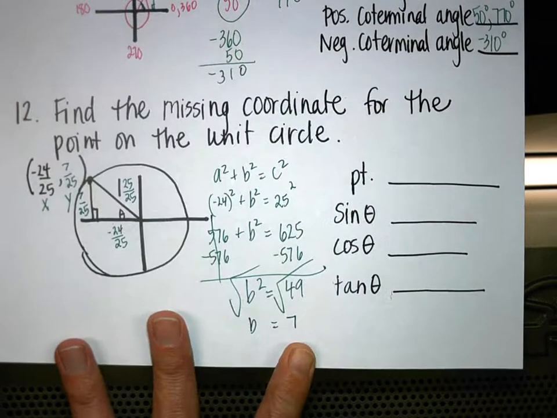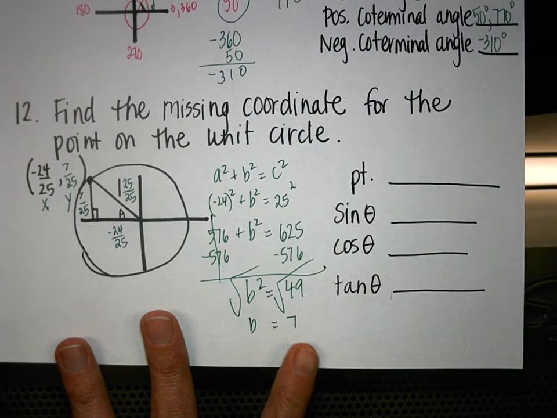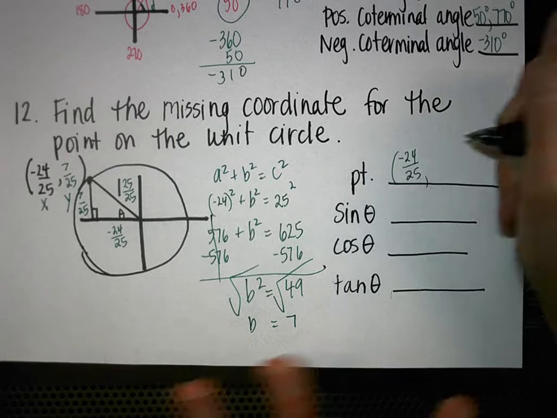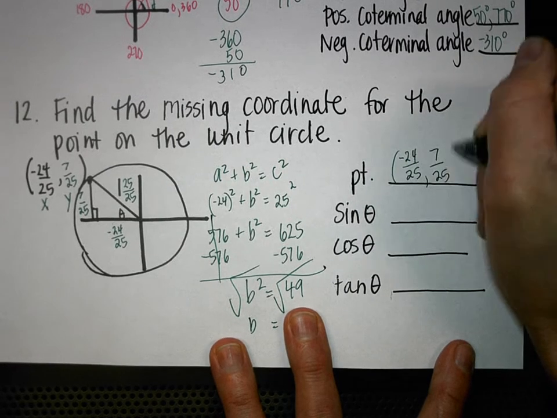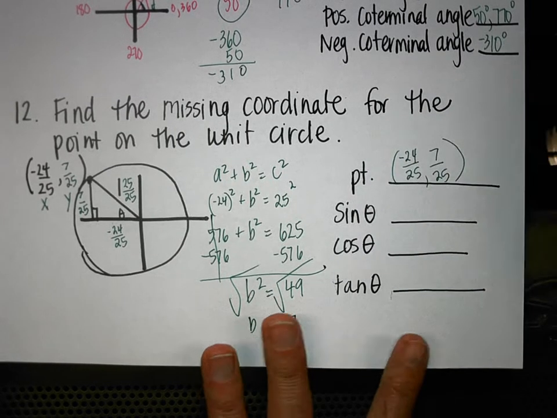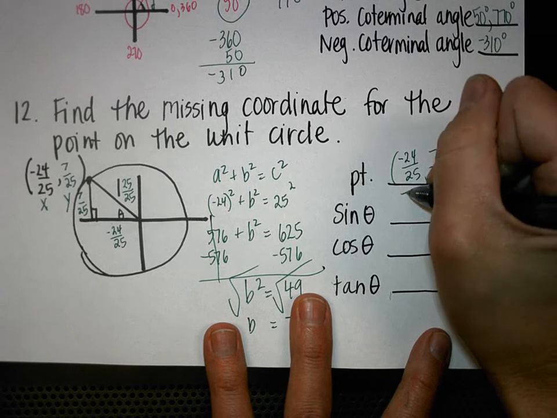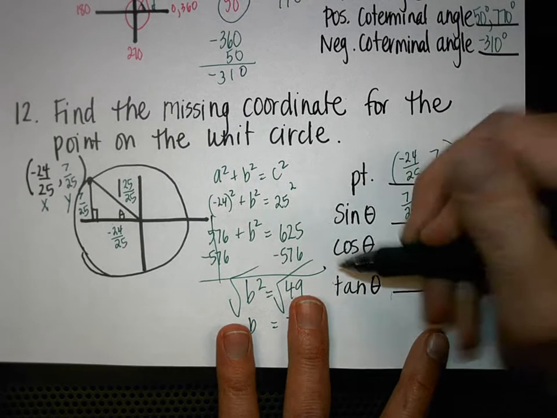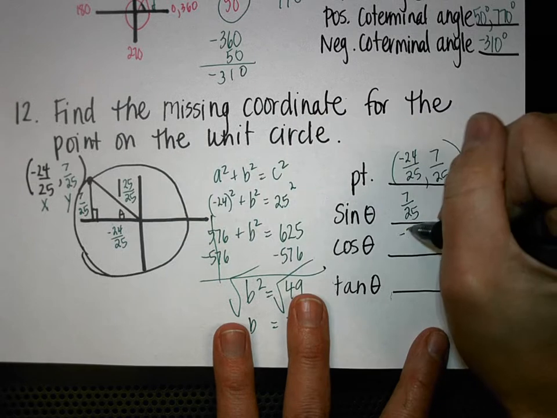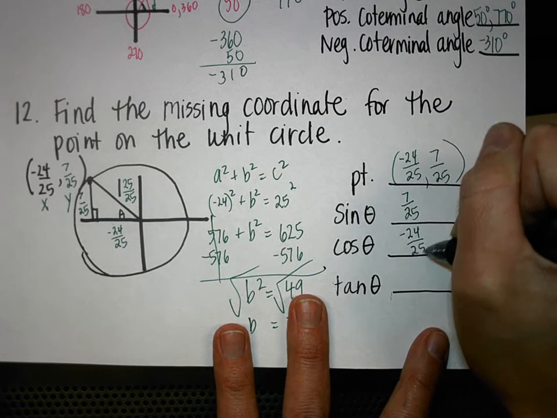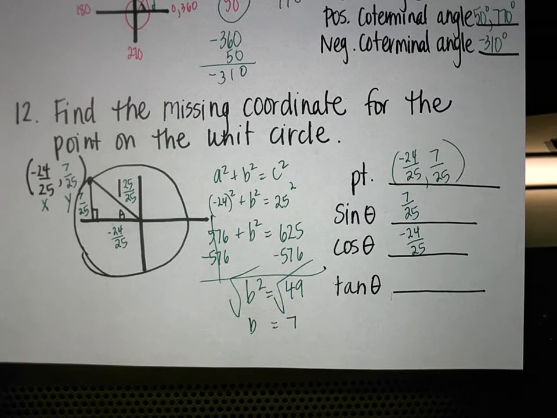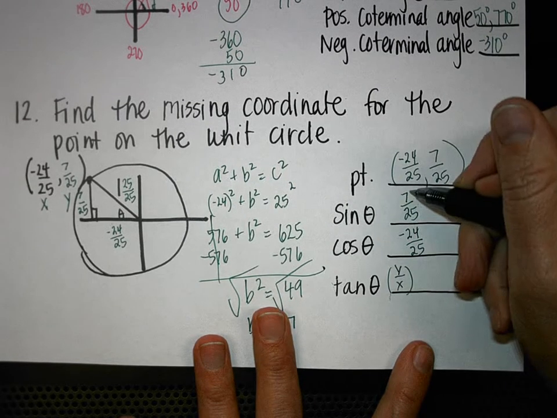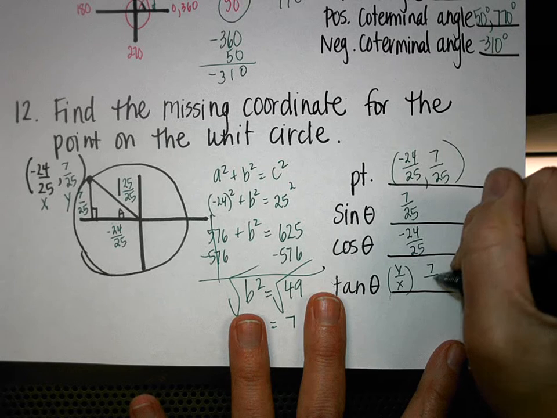So over here, the point is negative 24 over 25, 7 over 25. Sine is our y value, and my y value is 7 over 25. Cosine is our x value, which is negative 24 over 25. Tangent is y over x, and our y over x is going to end up being 7 over negative 24.